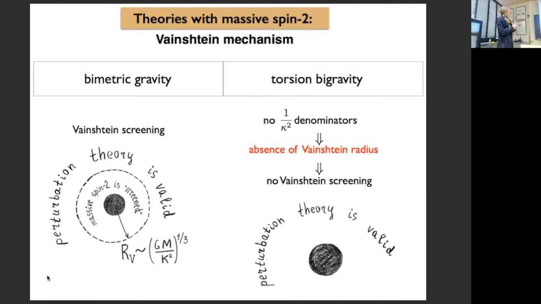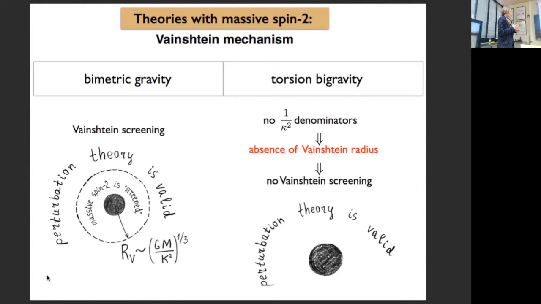I don't remember what it means in your language, scalar. Well, I mean, you have vector, 5 degrees of freedom. I guess you have 1 or 2 scalars, 2 vectors, or 2 vector time modes.